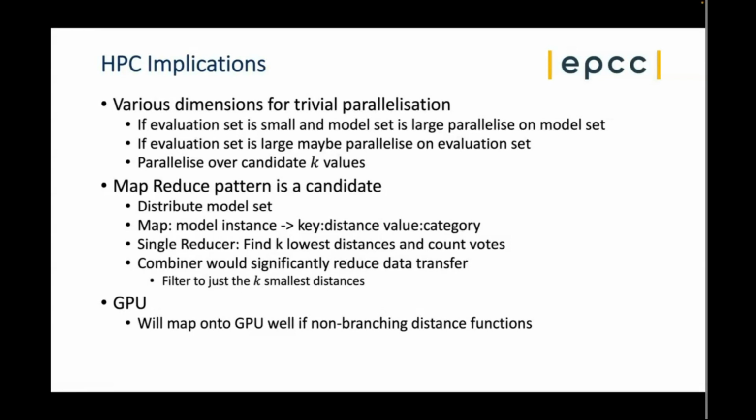For those of you who know what MapReduce is, you can distribute the model set and then do a map function which takes the model instance to a key, which is the distance, and the value, which is a category. Probably most of you won't be familiar with MapReduce, but it can be applied here to do this kind of thing at scale.